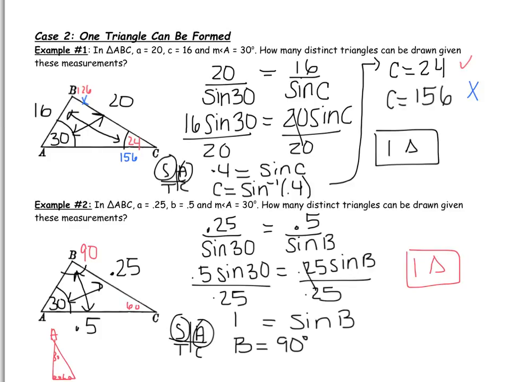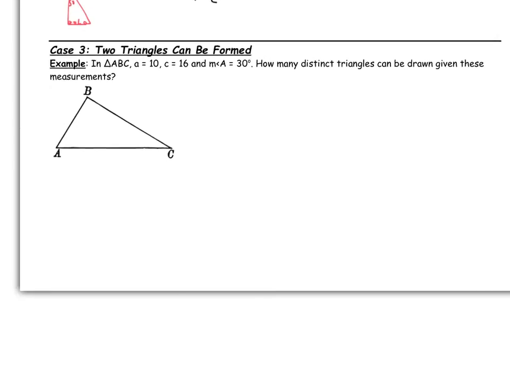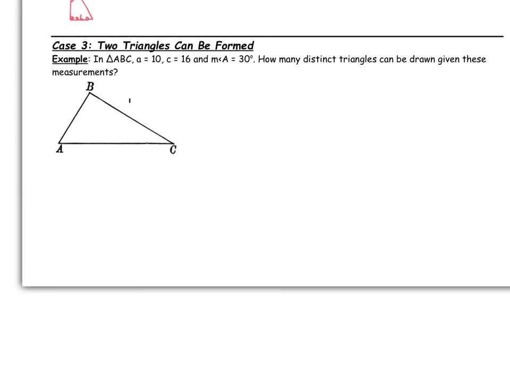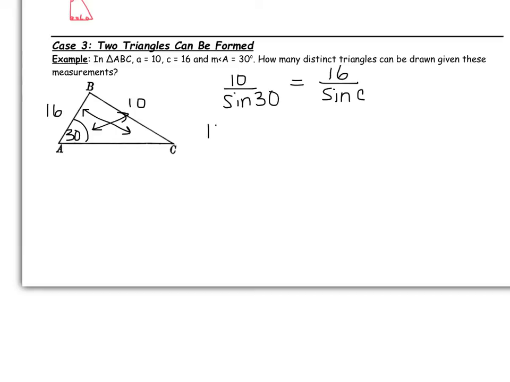Okay, let's try the last problem where I can actually make two triangles. So let's go ahead and label what they give you. a is 10, c is 16, and the measure of angle A is 30. So again, crisscross. So 10 over sine of 30 equals 16 over sine of C. Cross multiply. Divide by 10. So 16 in the calculator, 16 sine of 30, close parentheses, hit enter, divide by 10. You get 0.8 equals sine of C.